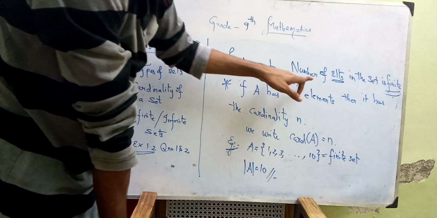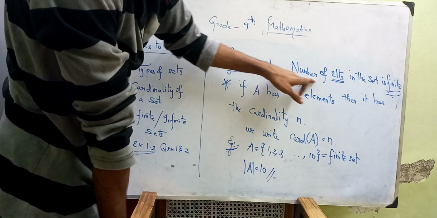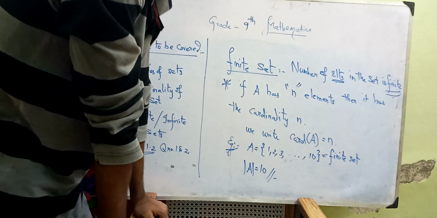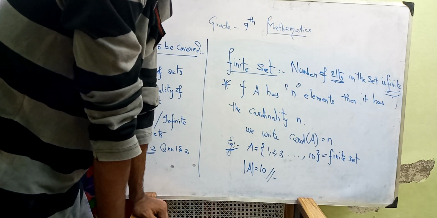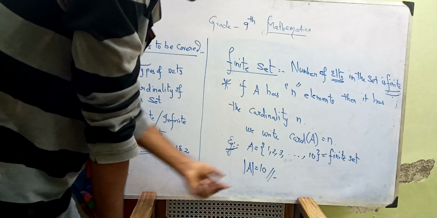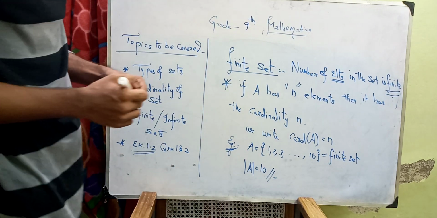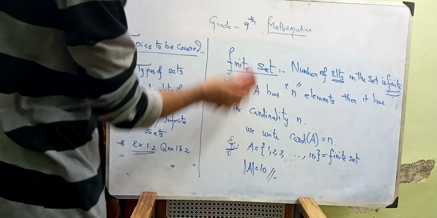Because a finite set itself says that the number of elements in the set is finite. It should be finite, not infinite. So in this way we can find a finite set. Let us go for infinite sets.